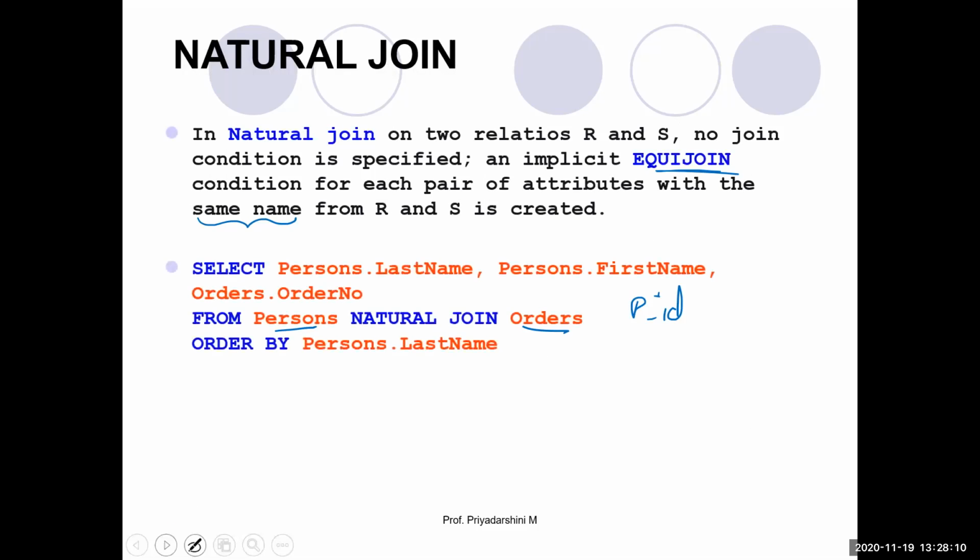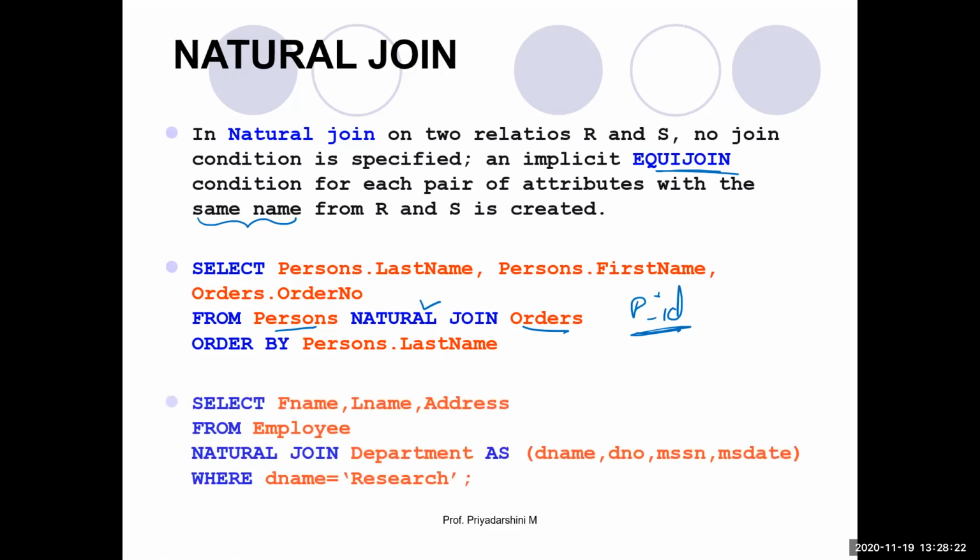So what was the common attribute? It was p_id. When you have a common attribute, you don't have to use a join condition directly. You just specify natural join. Automatically, the join will happen. Now, what if you don't have a common attribute? Hope you remember the schema diagram, or the sketch, of an employee database, where there is no common attribute name between employee and department.